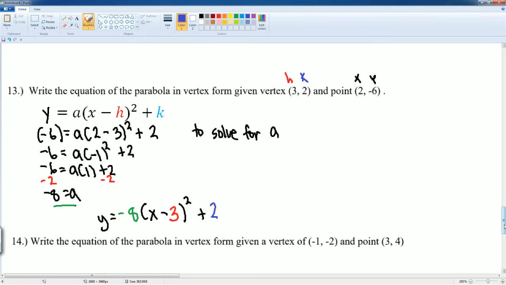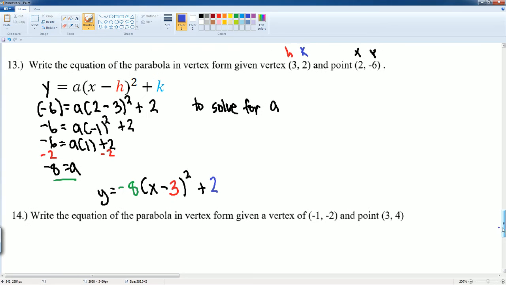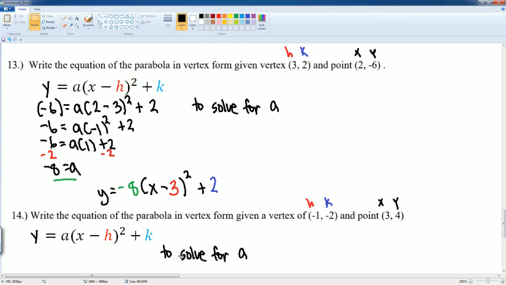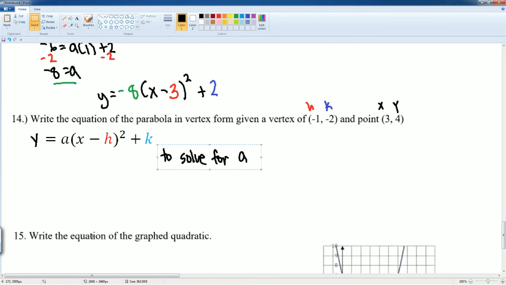Same process as the next one. Let's just do that. H is -1, K is -2. You have your X is equal to 3 and your Y is equal to 4. Let's write vertex form and make that substitution so we can solve for A. We do this so we can solve for A.